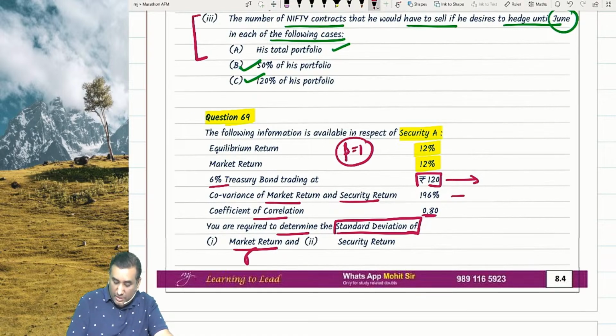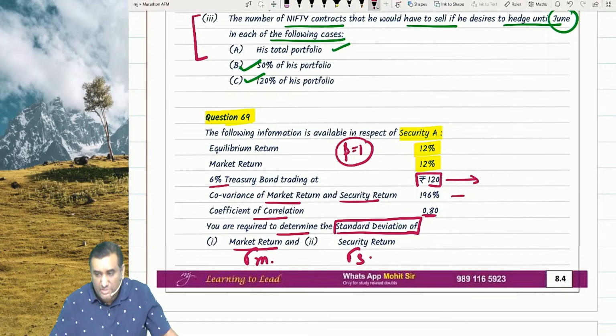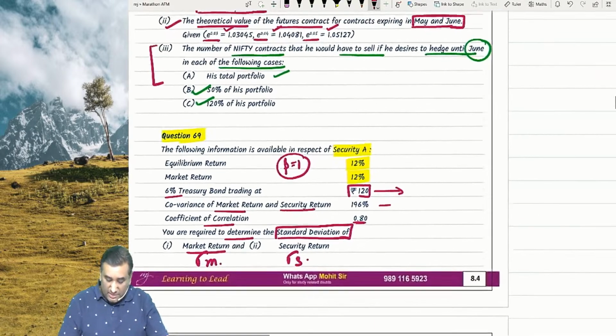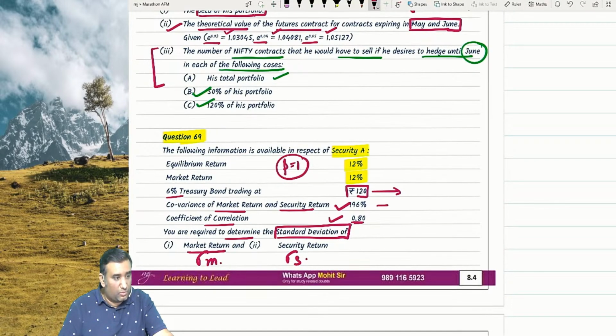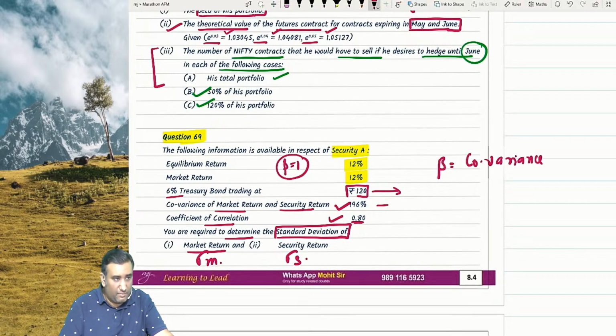That means you need to calculate standard deviation of market and standard deviation of security. Standard deviation is of return only. You have been given correlation. You have been given what? Covariance. You can apply the beta formula, covariance by variance, because from here we got beta 1. I can apply covariance by variance of what? Market.